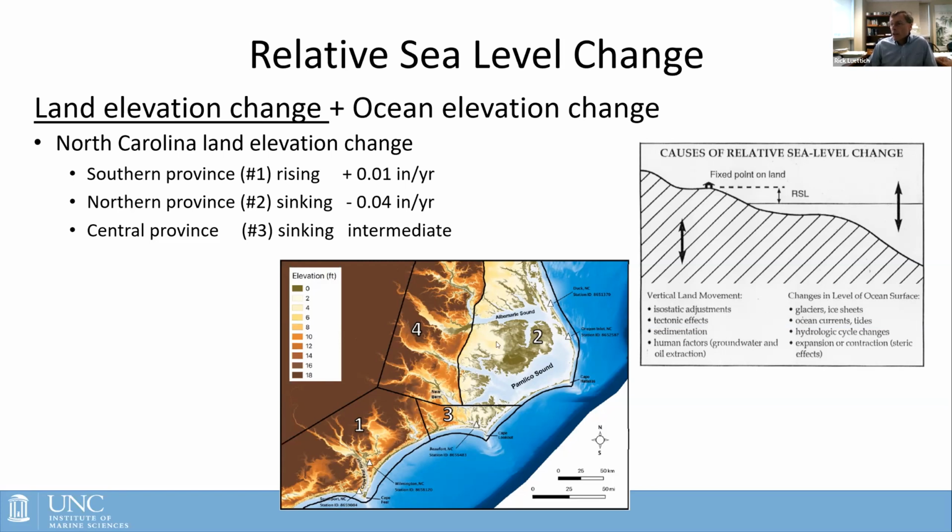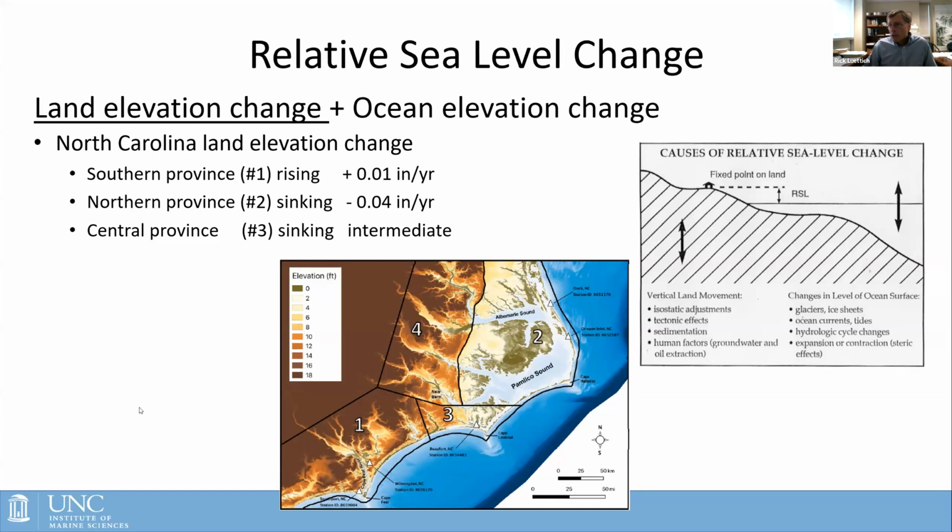In the northeast, on the other hand, the land is sinking about 4 inches per century, or about 0.04 inches per year. And in the middle areas, say the Carteret County areas and in the middle parts of the state, we don't have as much good data, but the expectation is that it's in between these two values, and so it's probably sinking slightly over the course of time.